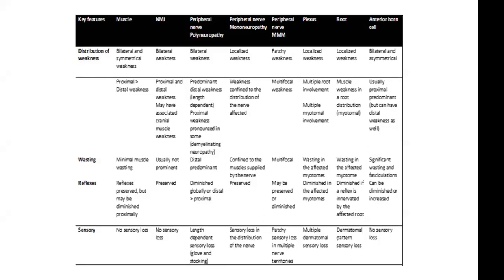Muscle. What are the features of a muscle lesion? Muscle lesions are always bilateral and symmetrical.